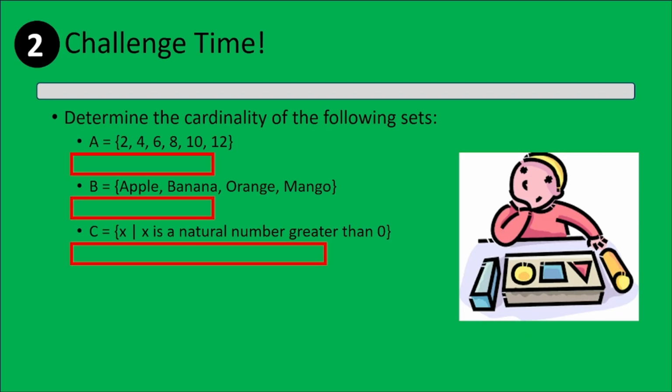Challenge number 2. You have 5 seconds to determine the cardinality of the following sets. The counter will start now. Hopefully you got your responses written on a paper, so let's start.